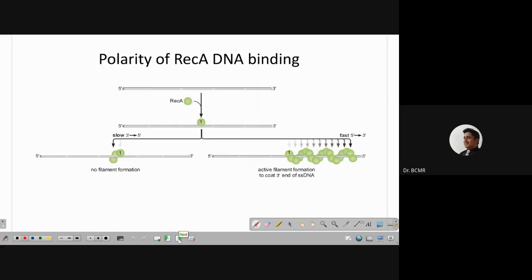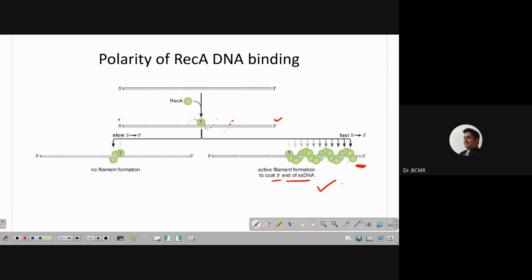Here is how RecA can work. RecA binds to single-stranded DNA, and this process is called nucleation: the first contact between the DNA and one of the subunits of RecA. And then RecA makes a filament. So this is 5 prime, and here is 3 prime. On this side it adds very slowly, but on the lower side it adds much more rapidly, resulting in a filament like this. It's a RecA filament formation on single-strand DNA, and it is forming on the 3 prime ends, right?